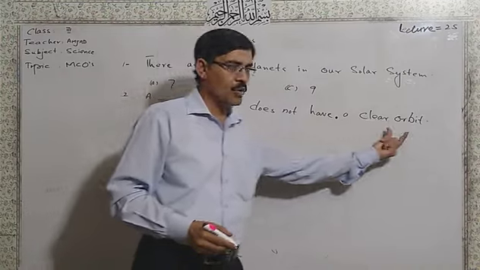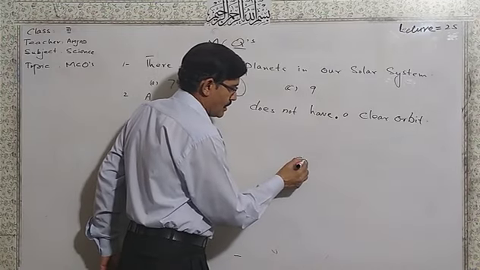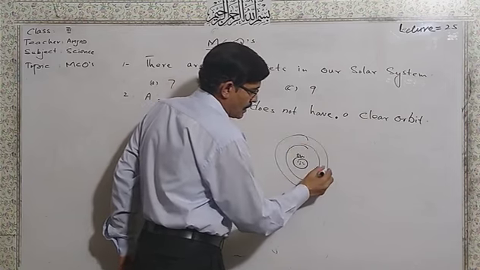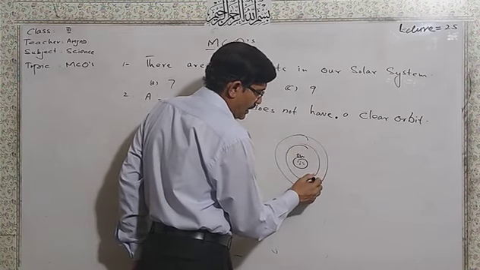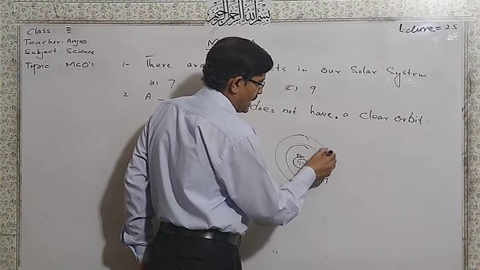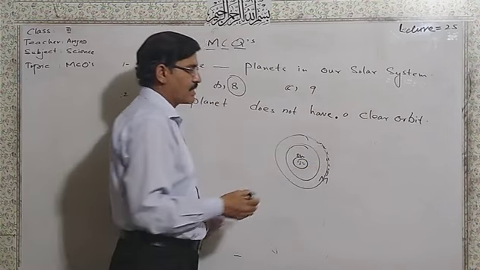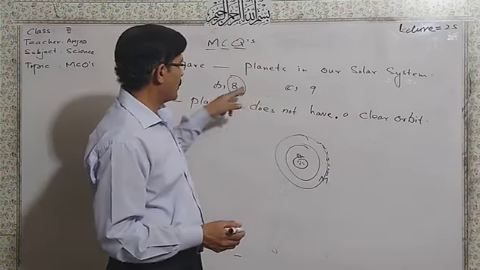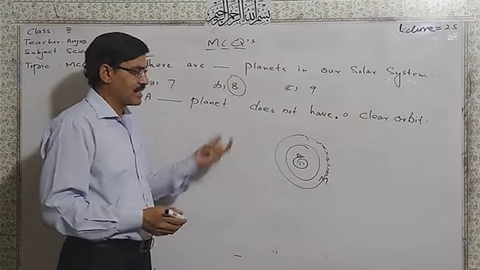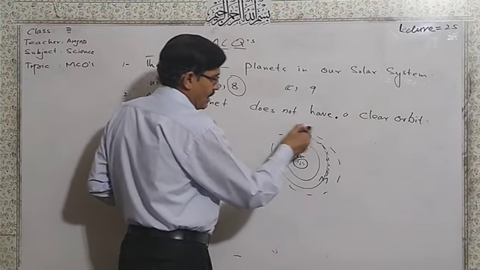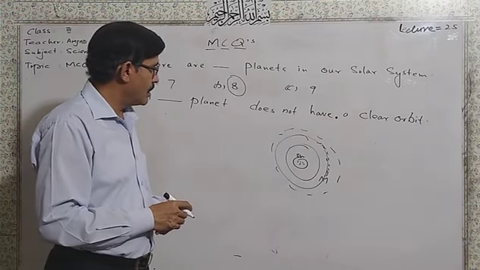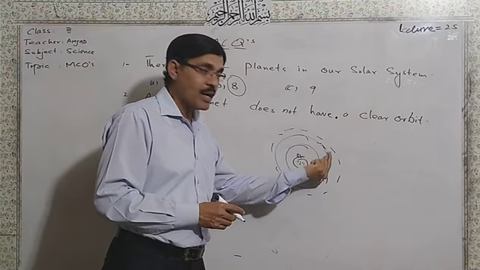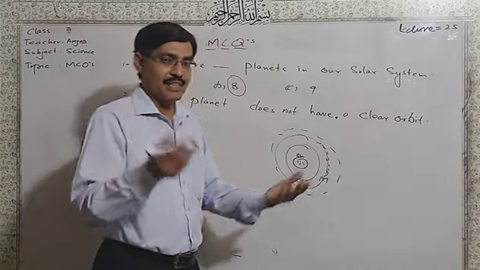You know what it means, orbit? This is the Sun, and around it is a planet like Mercury. It moves anti-clockwise, and that path is called orbit. As far as these 8 planets are concerned, I mentioned earlier, the path of the planet is generally called its orbit.